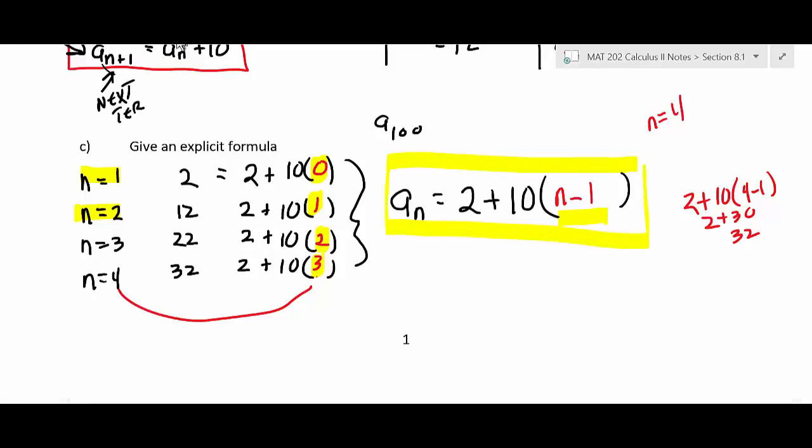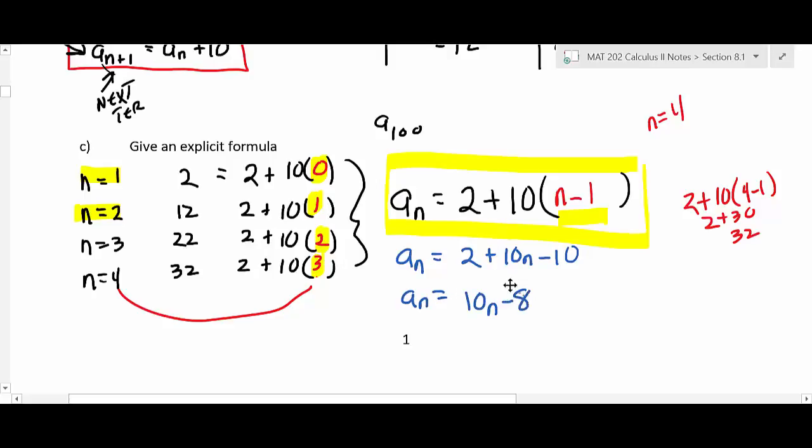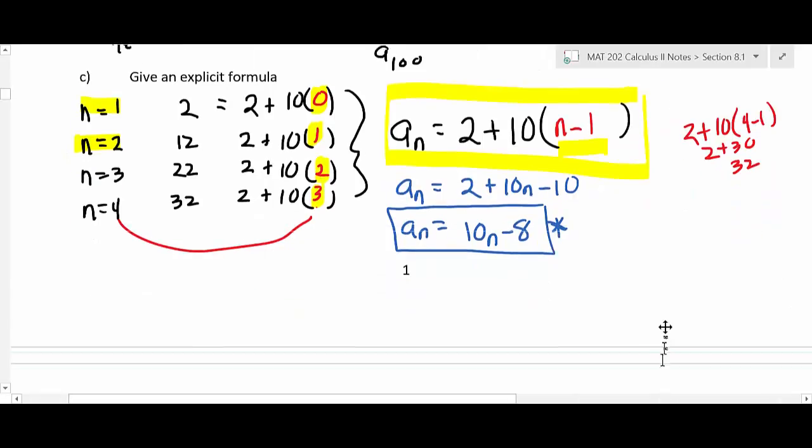That's your explicit formula. Or you could even multiply it out, which is what I'm going to do. That's 2 plus 10n minus 10. So that's going to be a sub n is equal to 10n minus 8. So that would be probably the best way to write that formula, and you have to kind of do that in your head.